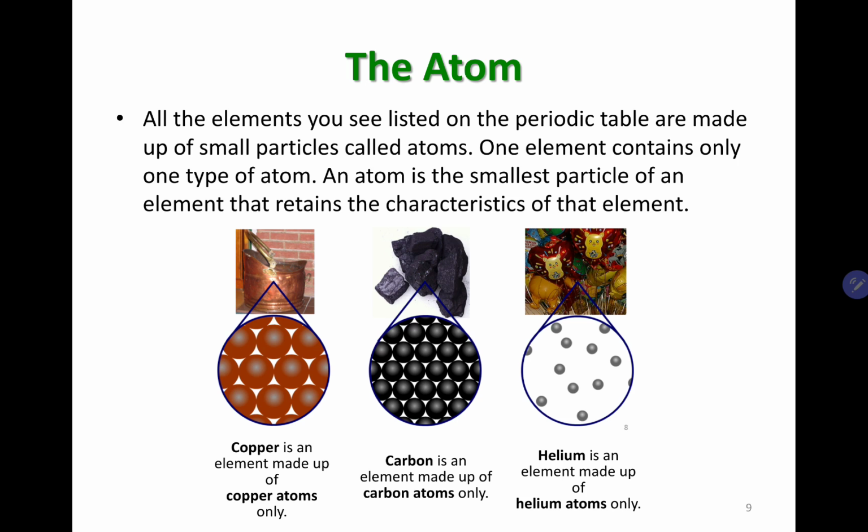And when it comes to helium, once again, even though you couldn't see helium with your naked eye, if you take a helium balloon, inside that balloon you have helium gas particles, and these helium particles are made up of smallest particles called atoms. That is a brief introduction to atoms. So basically, what are atoms? They are the smallest particles of an element, and these particles retain the chemical and physical characteristics of that particular element.